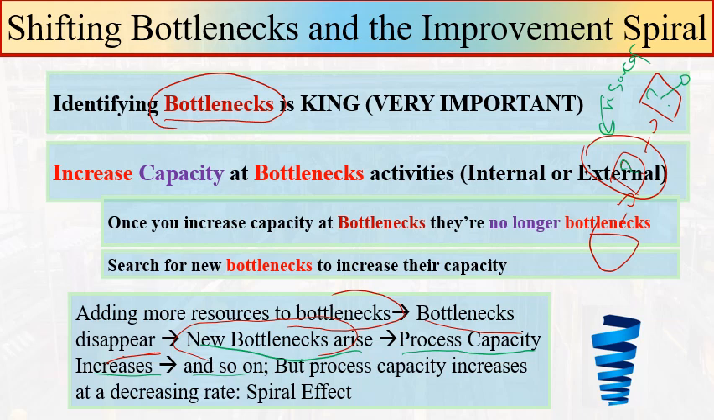But every time you identify a new bottleneck and improve the process, the improvements are decreasing at a rate. The first bottleneck you identify is going to give you a lot of improvement. The second one will give you improvement, but not as much as the first one. Then the third one is less, and so on. This is what the spiral effect is all about.